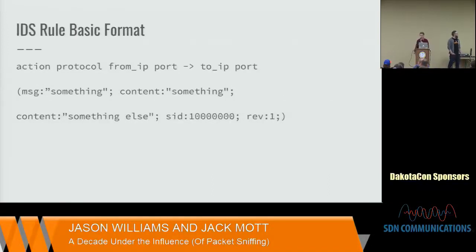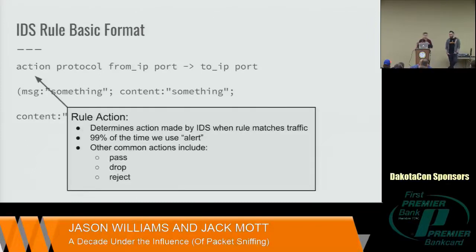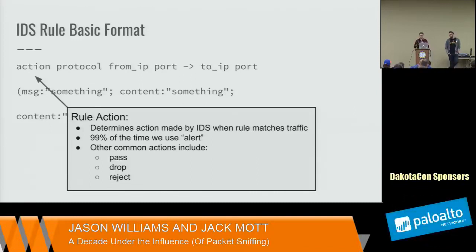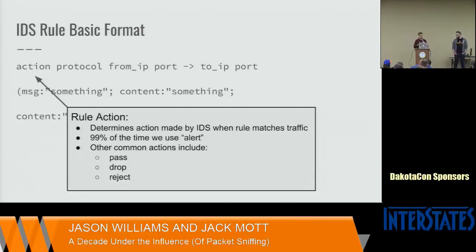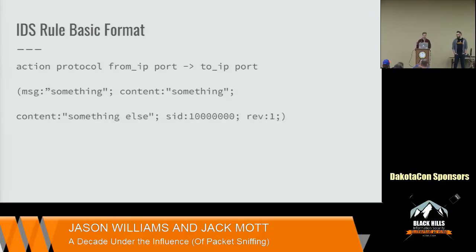This is the basic IDS rule format. We start with an action. We're telling the engine what to do when this rule matches. 99% of the time, we just say alert, because where we sit, we can't dictate what you want to do with your network. But if you say, I never want this traffic to pass or be allowed, you can use something like drop. You can tell the engine, if this rule matches, just drop it. There's also reject, and there's also pass, so if it's something we don't care about, let it go through. Again, this is just telling the engine what to do when it sees this evil traffic.